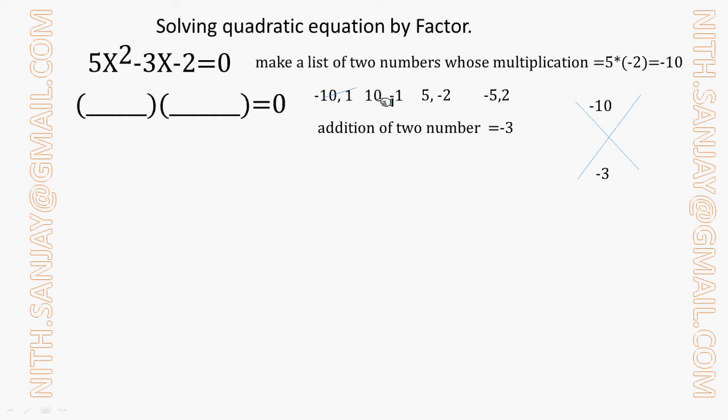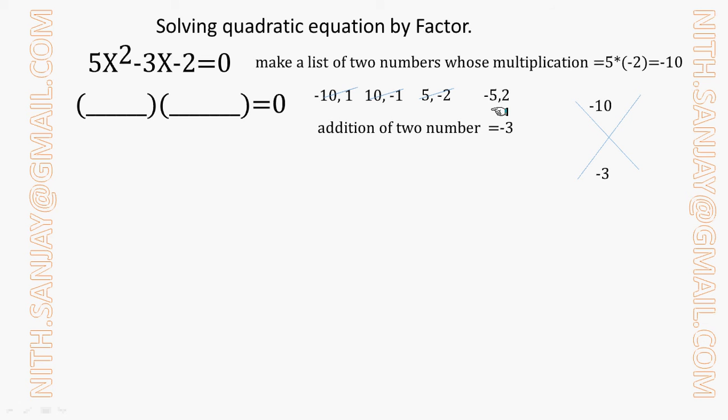10 minus 1 is 9. So this is again not equal to minus 3. So I will again reject it. I will take the next pair. 5 minus 2 is plus 3. But actually I need minus 3. So I will also reject it. Now I am left with only this pair, minus 5 and 2. If I add this, it will give me minus 3. Good. So now I have got the two numbers which I was looking for.